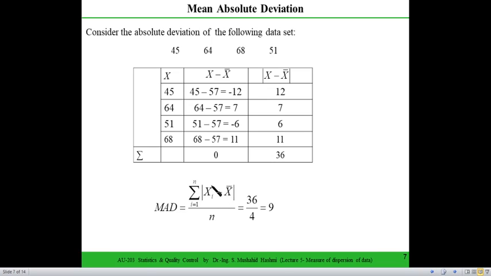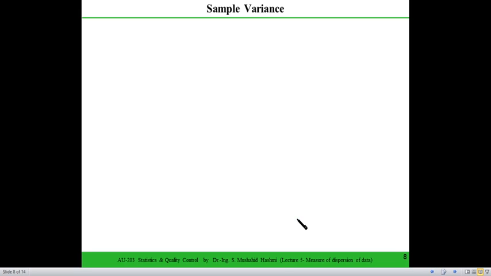So we define MAD, which stands for mean absolute deviation, as the sum of the deviations from the mean, taking the absolute value, divided by the total number of observations in your data set. So you end up with a number called the mean absolute deviation. The bigger the value of the mean absolute deviation in a data set, the more spread it has. The lesser the value, the less dispersion the data set has. But still, this mean absolute deviation is not a popular measure.